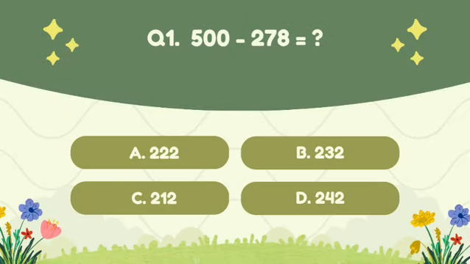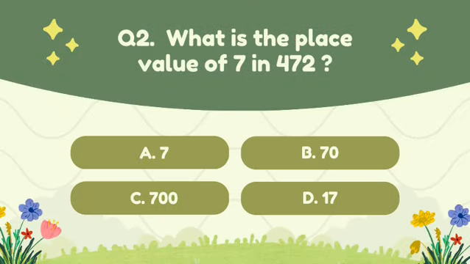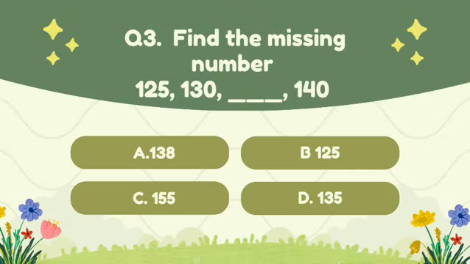Question 1. 500 minus 278 equals? Question 2. What is the place value of 7 in 472? Question 3. Find the missing number. 125, 130, ____, 140.